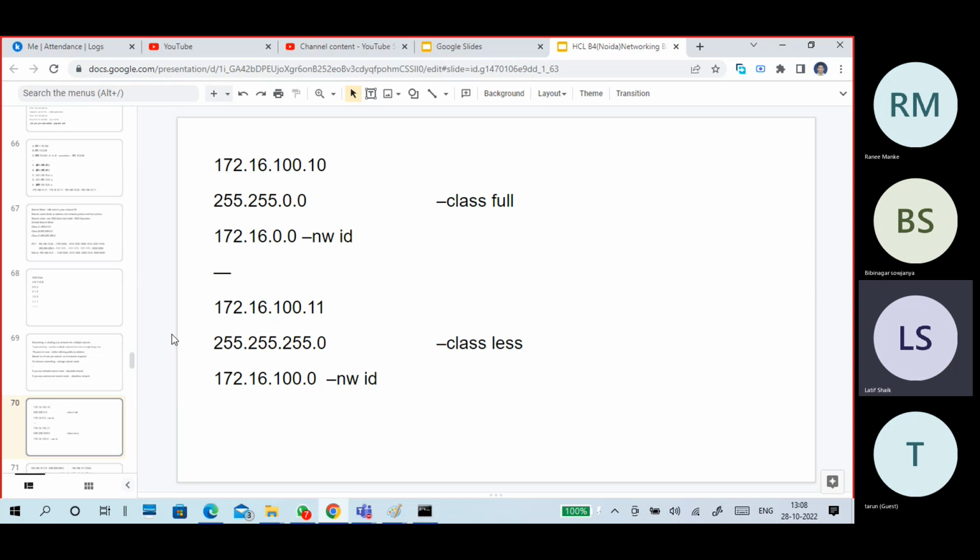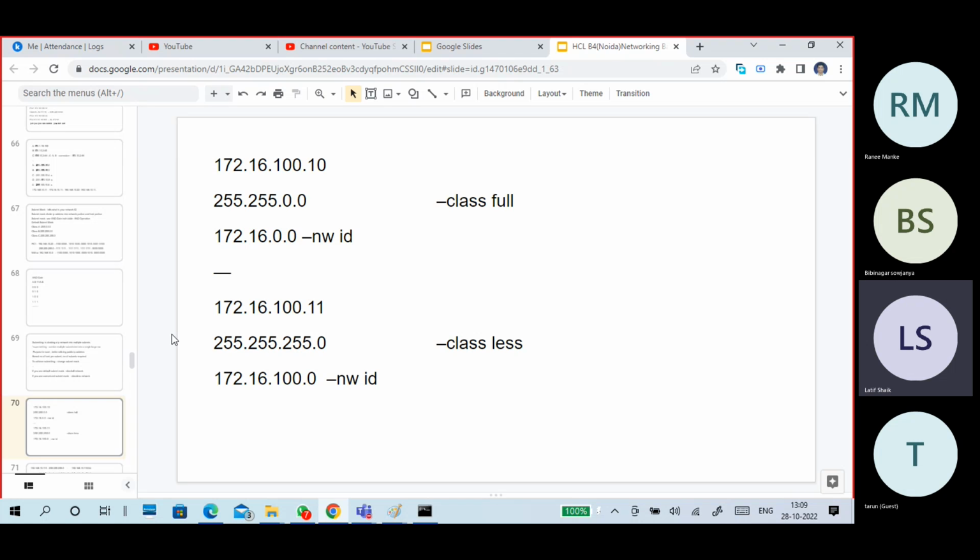I have taken another IP with the same sequence, 172.16.100.11. But I changed my subnet mask. I'm not using the default one. I changed my subnet mask to 255.255.255.0. If I calculate a network ID from this one, I will get 172.16.100.0. That is my network ID. So both network IDs are different. Both IP addresses all look the same, right? Both the network portions are the same, but both network IDs are different. How? Because I changed my subnet mask.